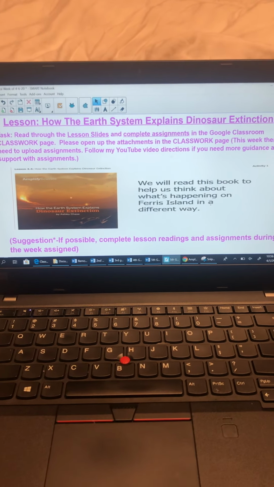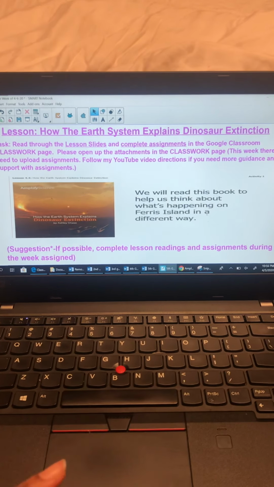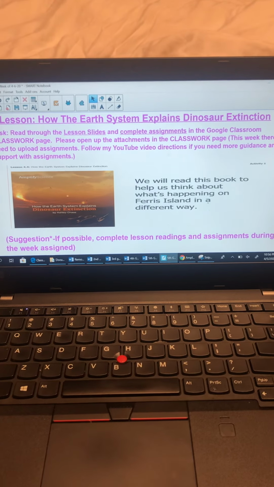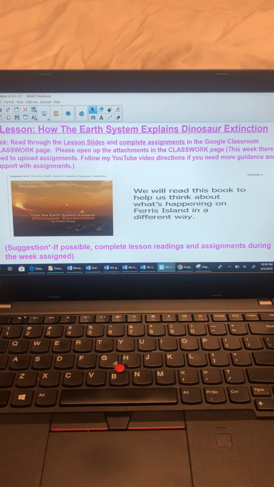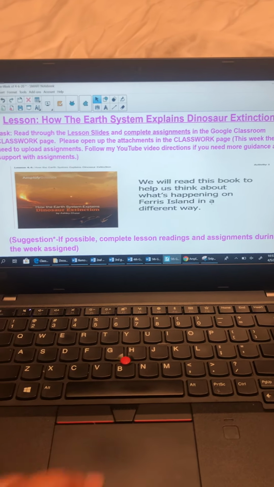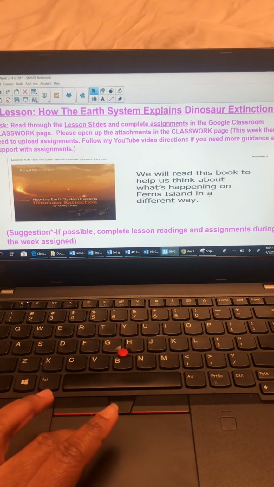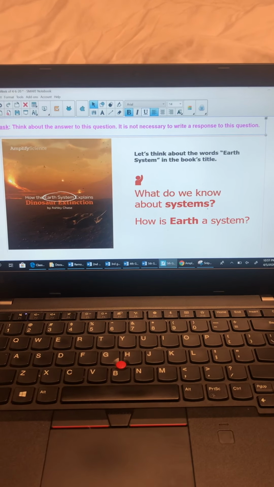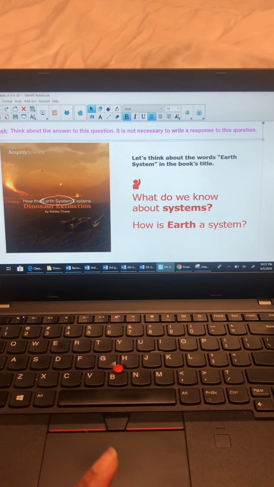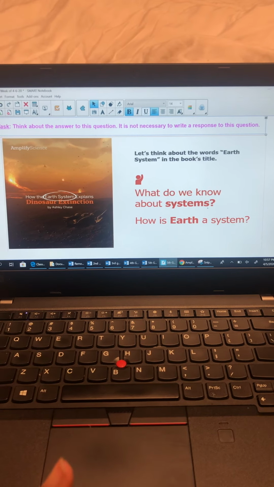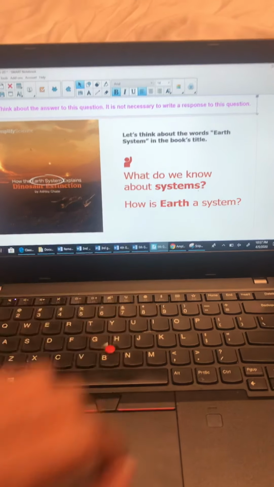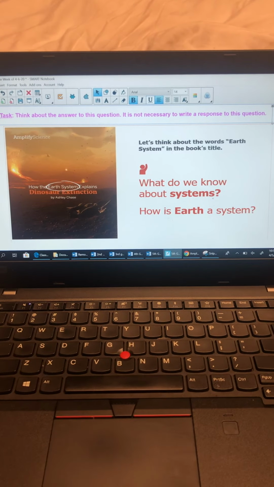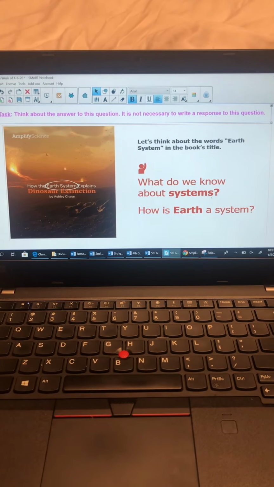Now it says in the text, we're going to read about how the Earth system explains dinosaur extinction, and it's going to help us think about what's happening to Ferris Island in a different way. It says here, let's think about the words Earth system in the book's title. For the questions, particularly with the symbol of a raised hand, your job is just to think about the answer to the question, not necessarily write the response.